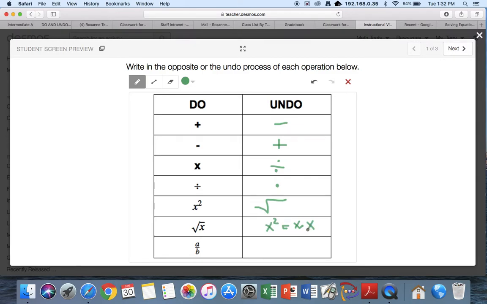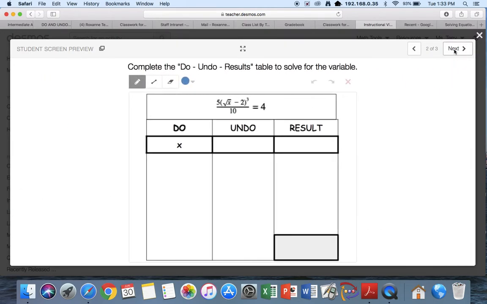And then the opposite of a fraction: if you have a on the top and b on the bottom, the opposite would be b on the top and a on the bottom. All right, so those are just a reminder of what each one is. Now I'm going to move to the next slide because this is where you're going to use this information.